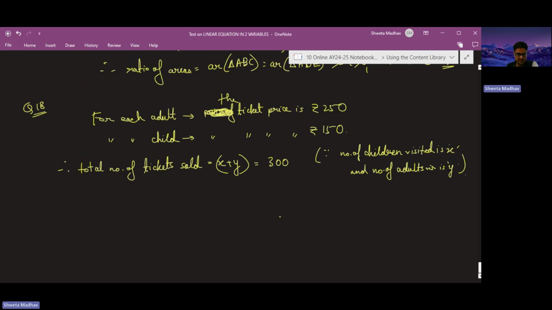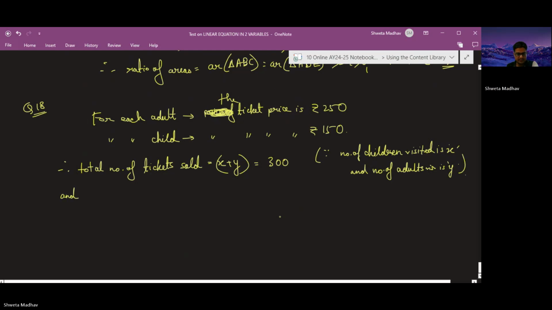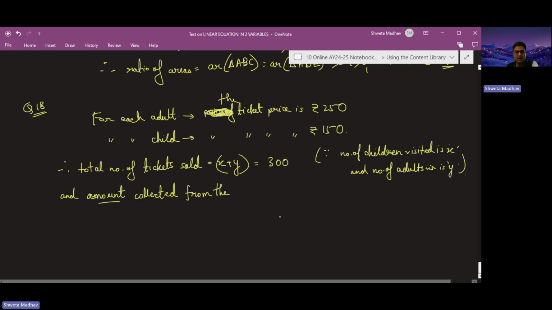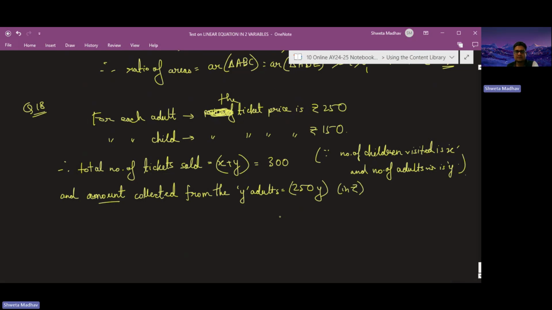So X plus Y is 300. Now, the amount collected from the Y adults will be equal to 250Y rupees, since Y adults came and each adult has a price of 250.